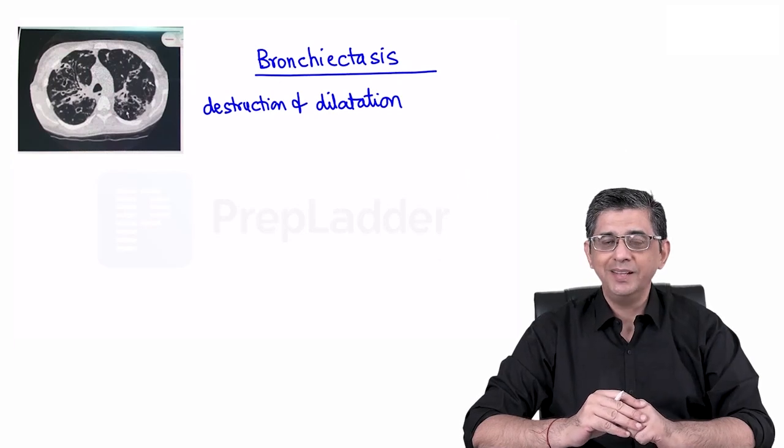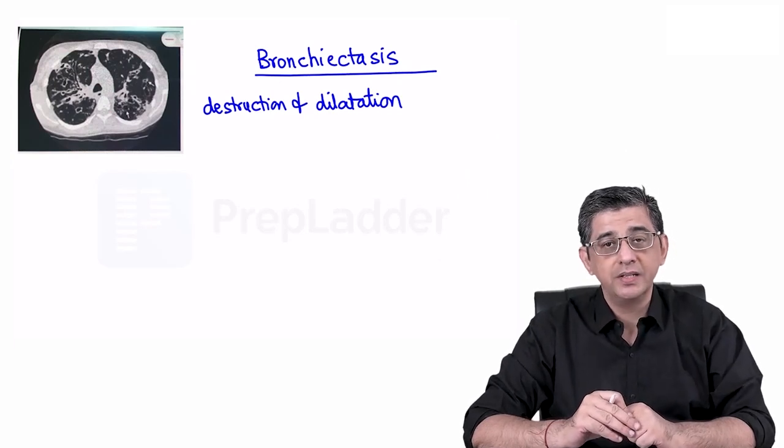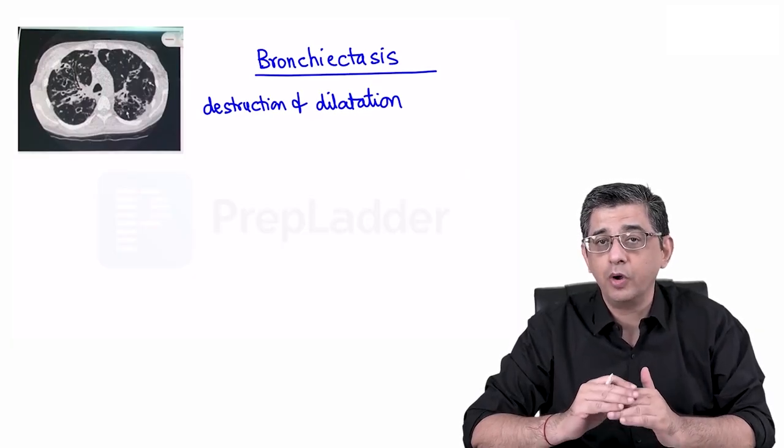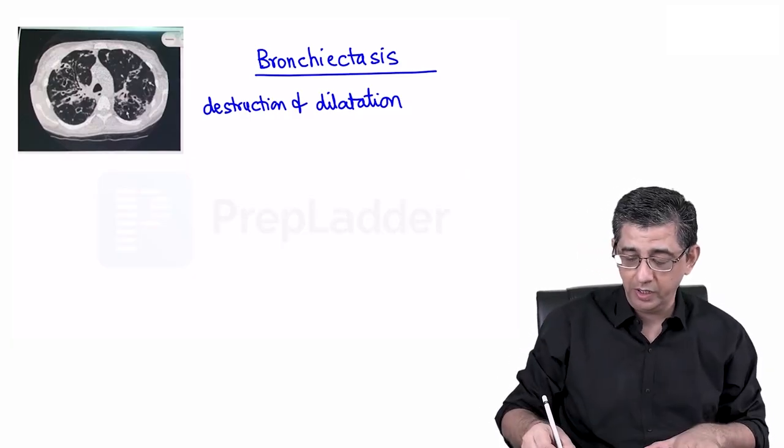Hi guys, welcome back. The topic we're going to study now is bronchiectasis. This is characterized by destruction and dilatation of the proximal and medium-sized bronchi.